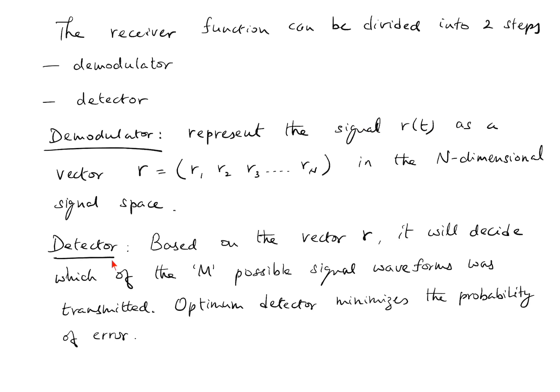Then the job of the detector is to observe the vector R and decide which of the m possible transmitted signals has been transmitted. That is the job of the detector, and again it has to do so such that it minimizes the probability of error in this decision making. If we design the detector in such a way that the error probability is minimized, we call it an optimum detector.